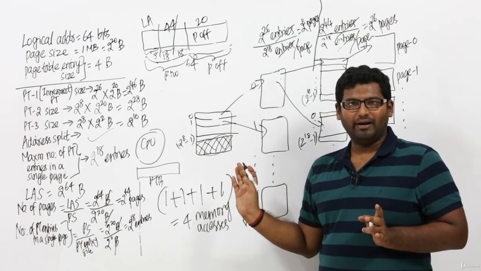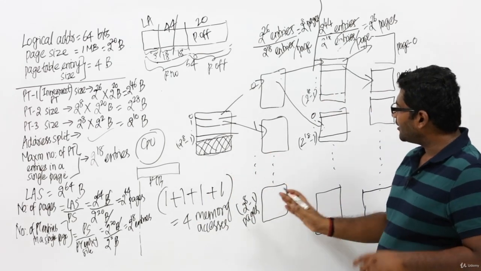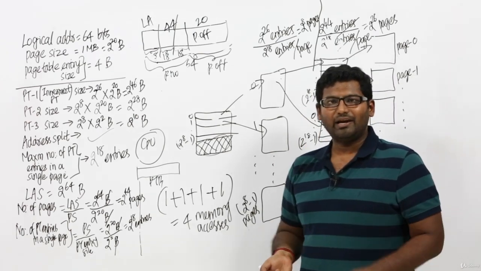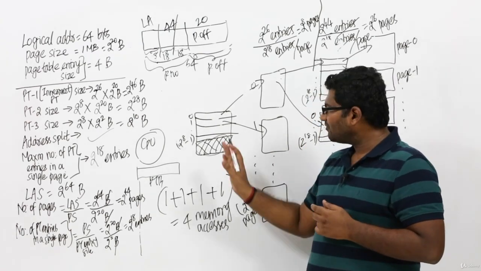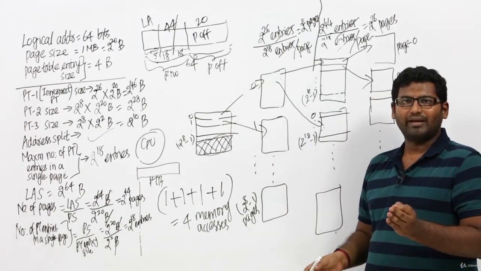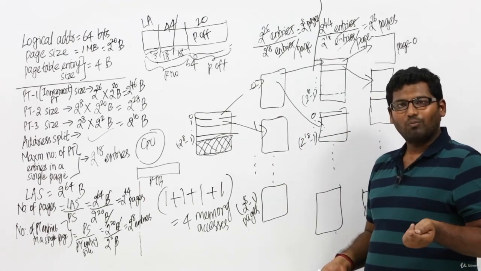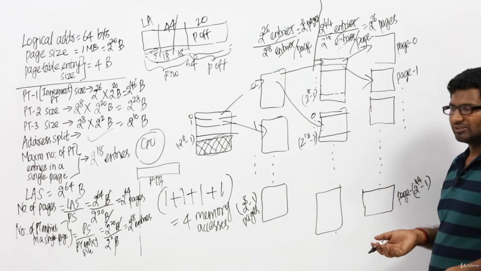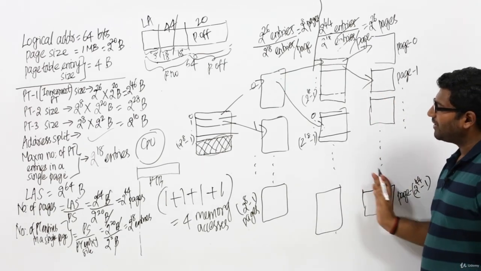Coming to this problem, I have a total of 3 levels of page table. So for every level of page table, I need 1 memory access. Since I have 3 levels of page tables, I need 3 memory accesses, plus I need 1 more memory access in order to access the pages of our process. So I need a total of 4 memory accesses.